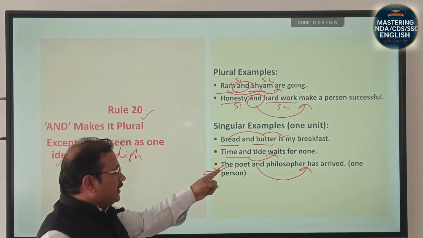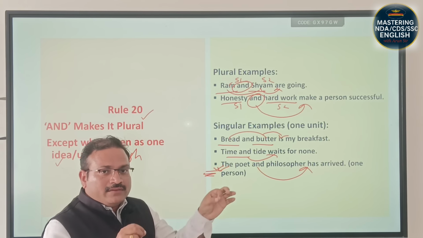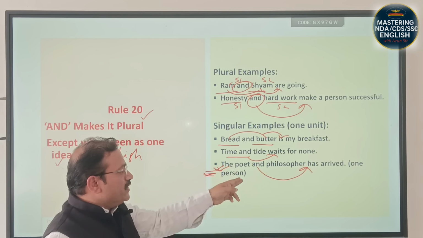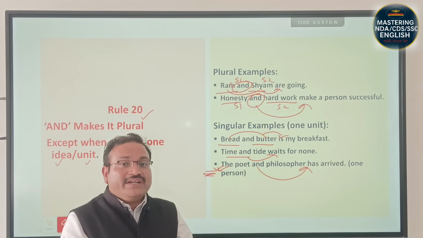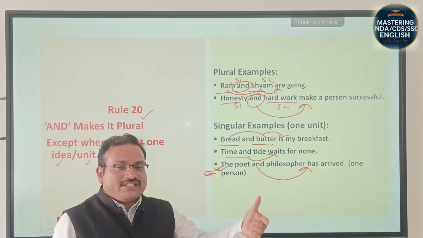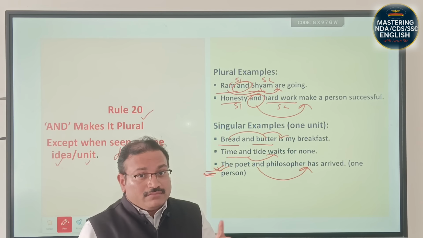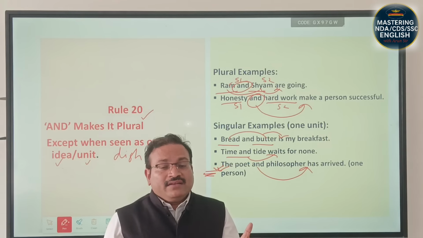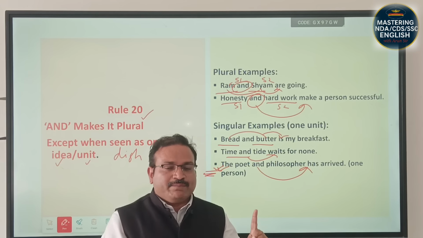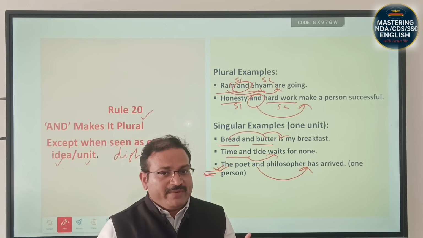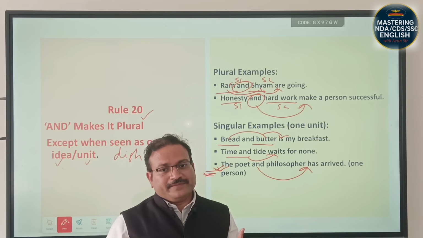But when this article the is repeated in both the titles, then they are different persons. Like the poet and the philosopher have arrived. Why? Because they are now different persons. One is poet and other is philosopher. The principal and the chairman, the in both, then it means that there are two persons. One is the principal and other is the chairman, and the subjects will take a plural verb.